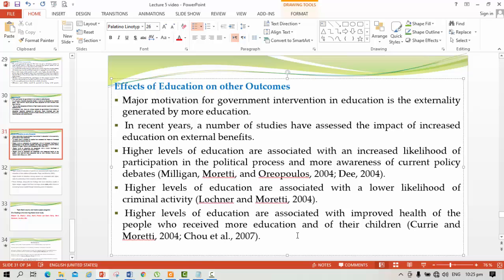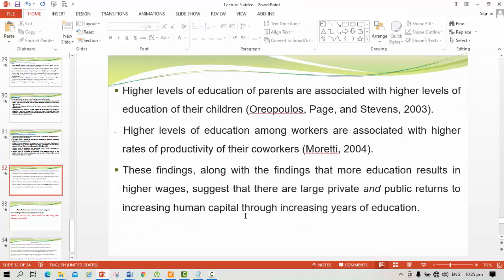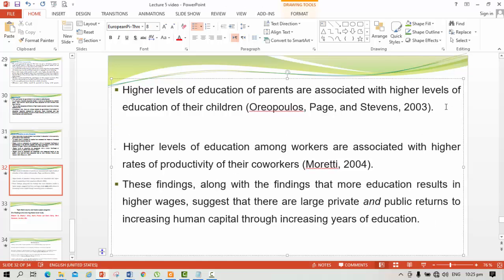High levels of education are associated with a lower likelihood of criminal activity. It reduces crime. High levels of education are associated with improved health of the people who received more education and their children. This is one of the positive externalities of education, that educated people care more for the health of their children, and they have healthy families. A high level of education of the parents is associated with a higher level of education of their children. Similarly, if the parents are highly educated, it will lead to high education of their children.